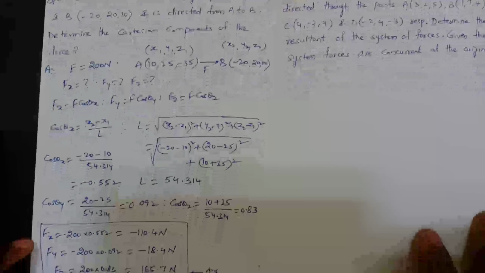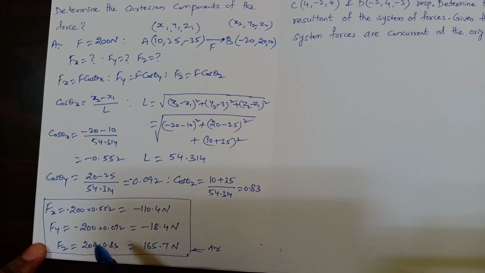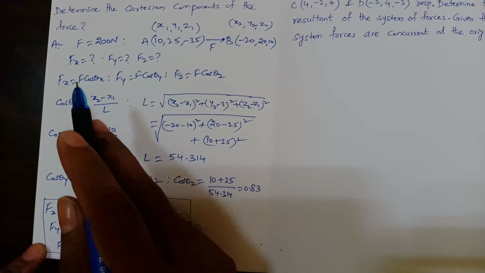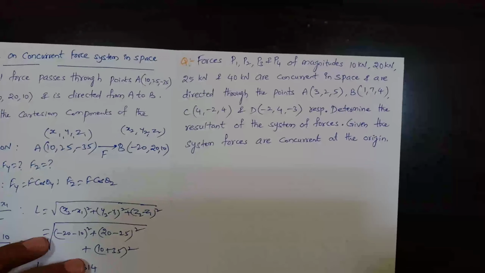So here this completes the problem. Finally we got the rectangular components for this problem. Fx, Fy, Fz are the rectangular components of the force 200 Newton. Let us move on to the next problem.